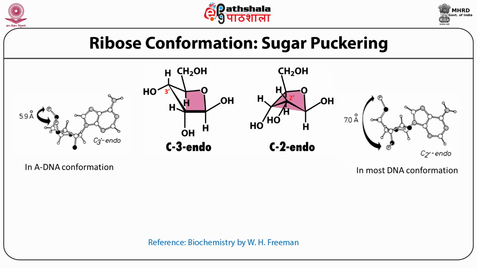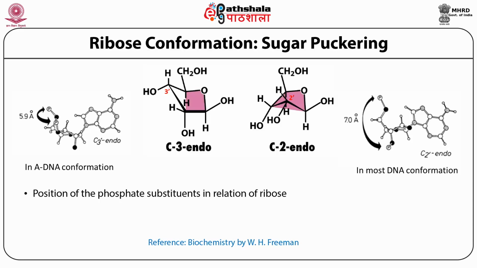So based on the C3 endo or C2 endo conformation of the sugar, the spacing between phosphate substituents actually changes. Most of the DNA conformations you will see are in the C2 endo conformation, where the distance between the phosphate groups is 7 angstrom. But there are special cases like A-DNA or many cases of RNA, where the ribose sugar stays in the C3 endo conformation, and the distance between the phosphate groups is 5.9 angstrom.